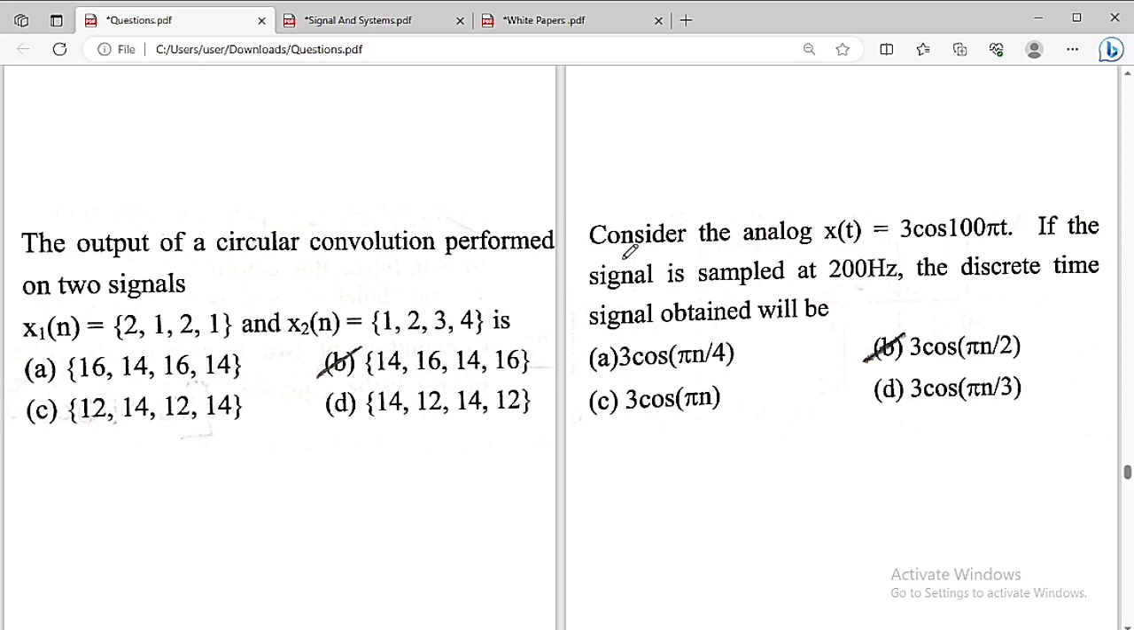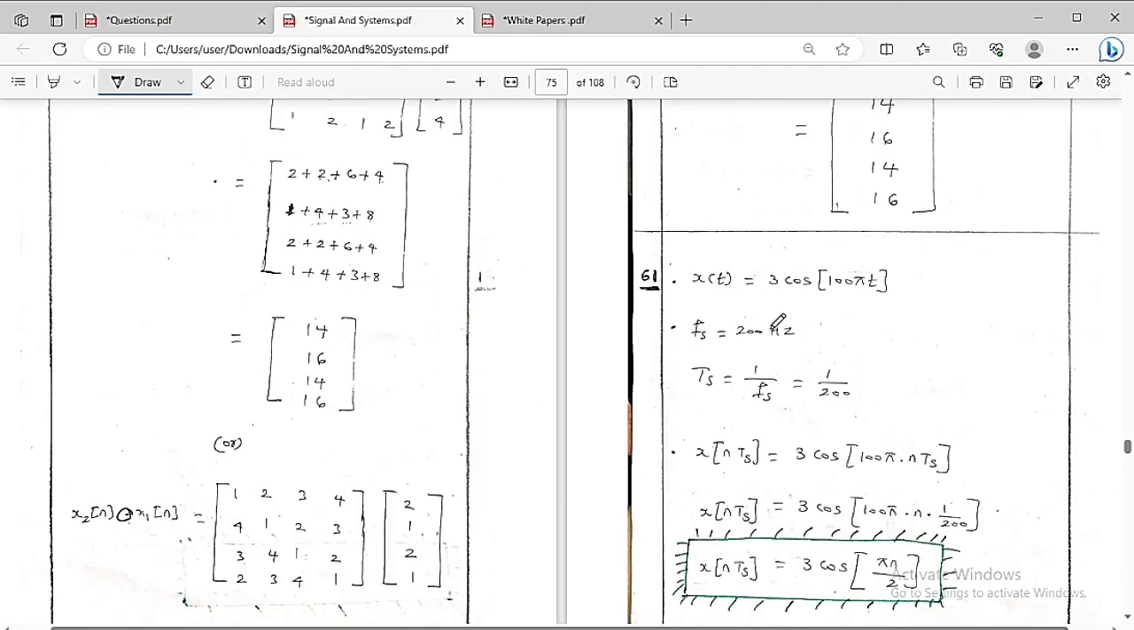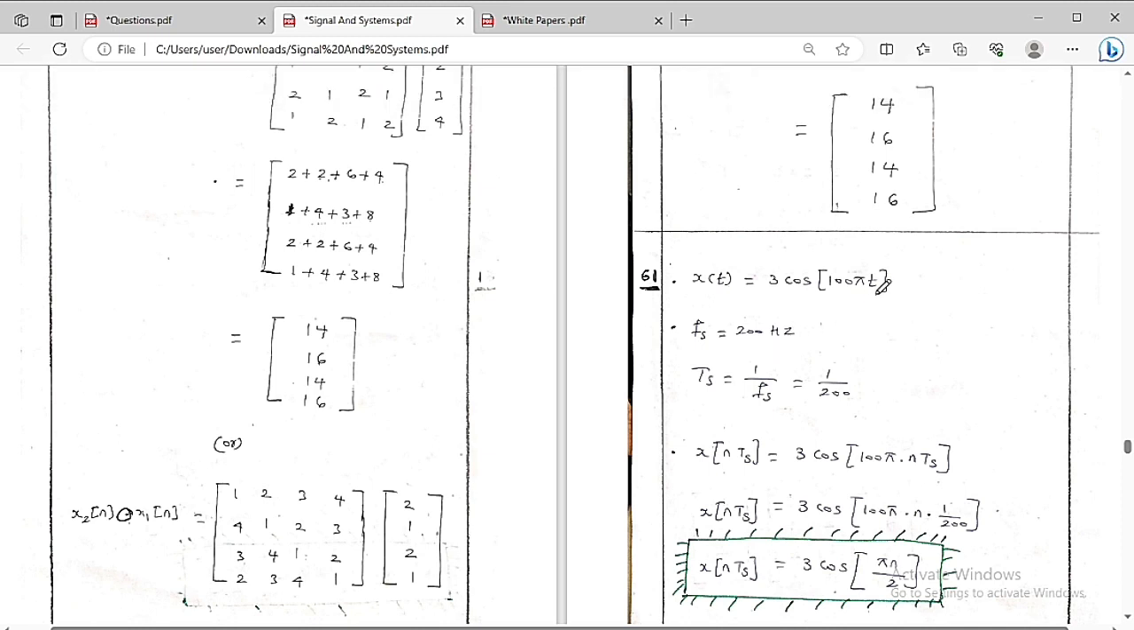Of the four options, option B, which is 3 into cos of pi into n by 2, is the correct solution of this question. So let's solve this numerical. So what is the equation they have given? The analog signal x of t is equal to 3 into cos of 100 pi t. So this is the analog signal they have given. Then what is the sampling? The signal we are going to sample by an impulse train.